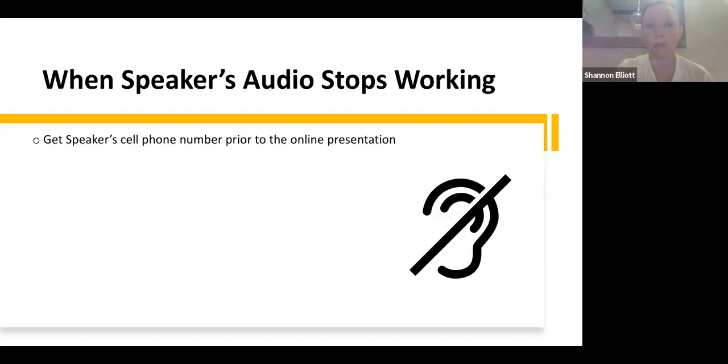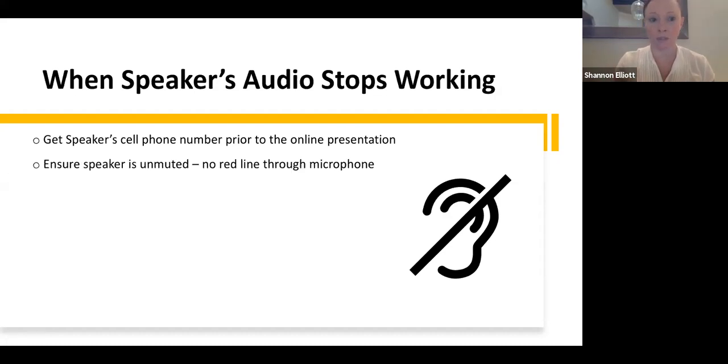First of all, before the meeting ever happens, we want to make sure to get the cell phone number of the speaker, just in case something like that happens and you want to be able to communicate with them. You would want to have their cell phone number or their landline, it doesn't matter. Then you can call them and have a conversation about what to do next. That's just something to check off the list.